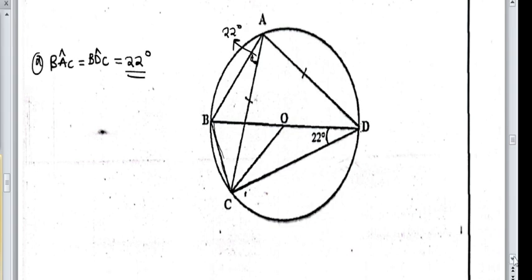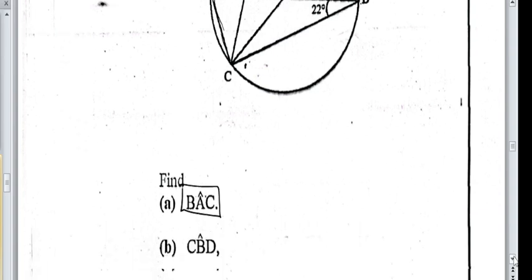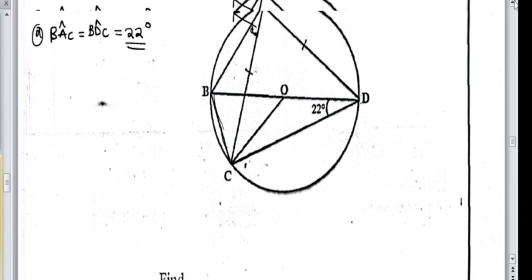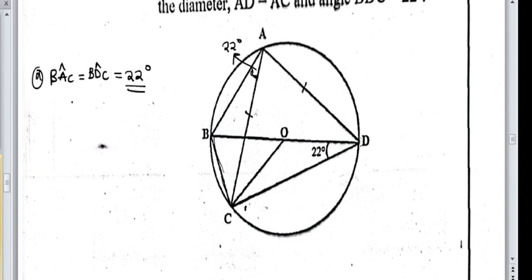Let's look at another question. They want us to find angle CBD. Angle CBD. Okay? Part B, they want us to find angle CBD. How do we find angle CBD? Now look at angle CBD. So we're looking for that angle here. What do you think is the value of that angle?